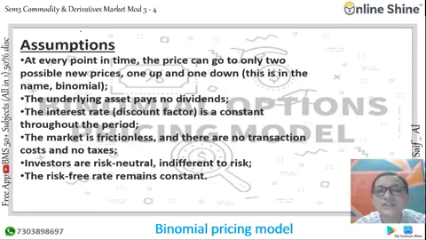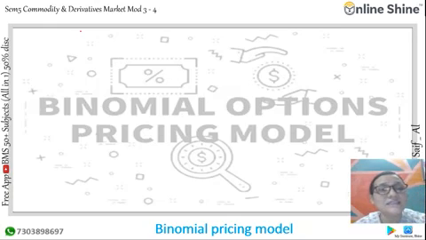Investors are risk neutral, indifferent to risk, and the risk-free rate prevailing is constant. So again, the transaction cost is constant, there are no taxes, the rate of risk is constant, and the market is frictionless. These are the assumptions. And the main thing is that there are only two possibilities, up and down.